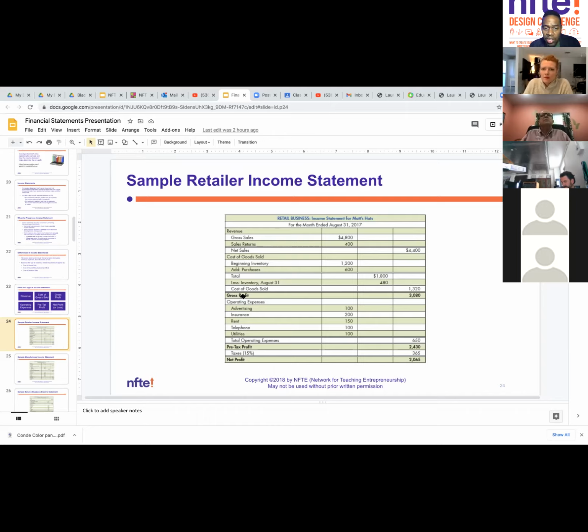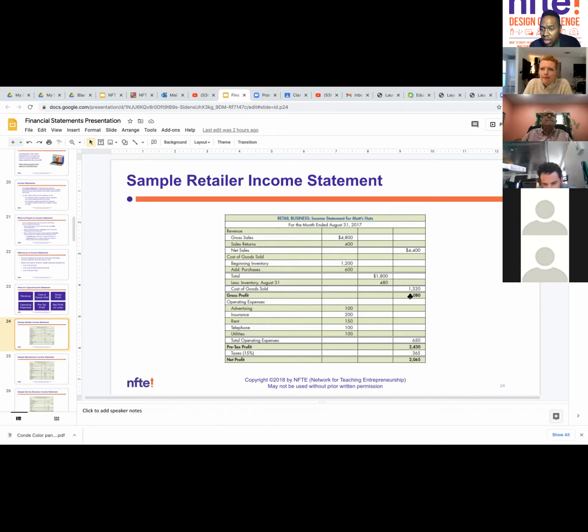Okay, so let's go down here. Gross profit. So remember we talked about operating expenses: advertising, insurance, rent, telephone, utilities. You total this up, it goes right here. Now you have to subtract this from what?